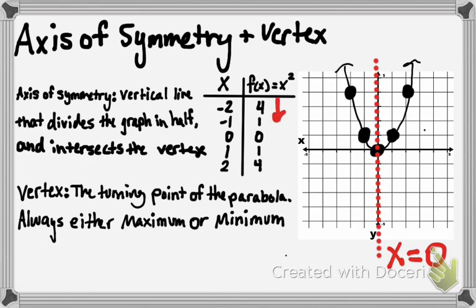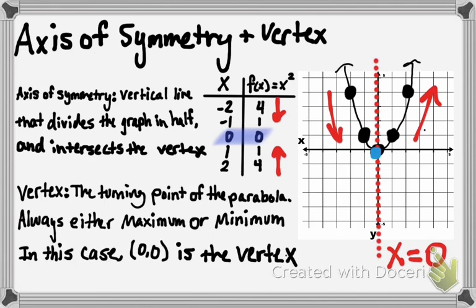If we look at our table, from negative 2 to 0, we're going down to 0. But then afterwards, we start going up. That means in the middle at that 0, 0 is my axis of symmetry, not my axis of symmetry, my vertex. So, that point right there, 0, 0, I'm going down, then I'm going up. So, we have our vertex at 0, 0.